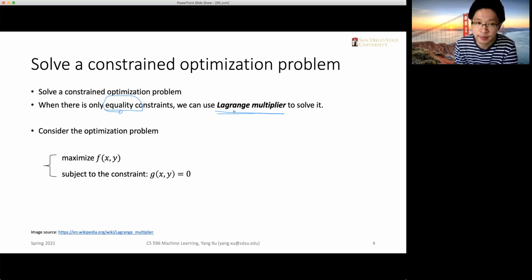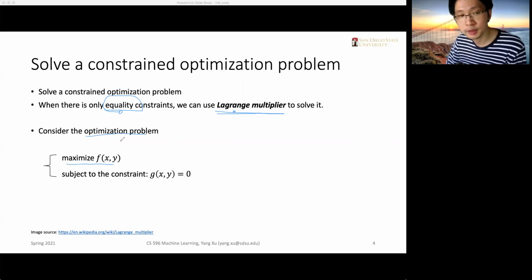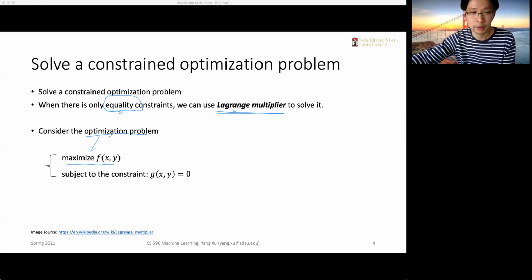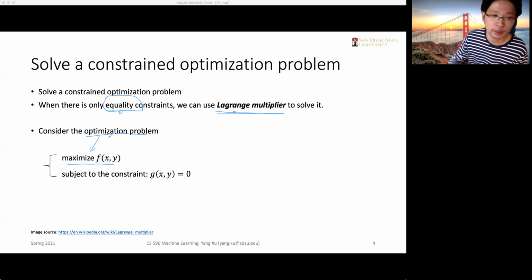It's an optimization problem. For example, we want to maximize some function. One more thing about the optimization problem: it is not necessarily to minimize. It can be either minimize or maximize. Both directions are okay. And we want to, for example, maximize the function f defined on x and y.